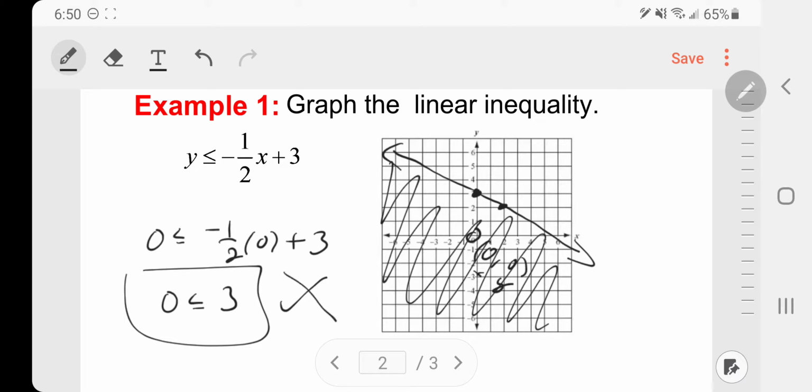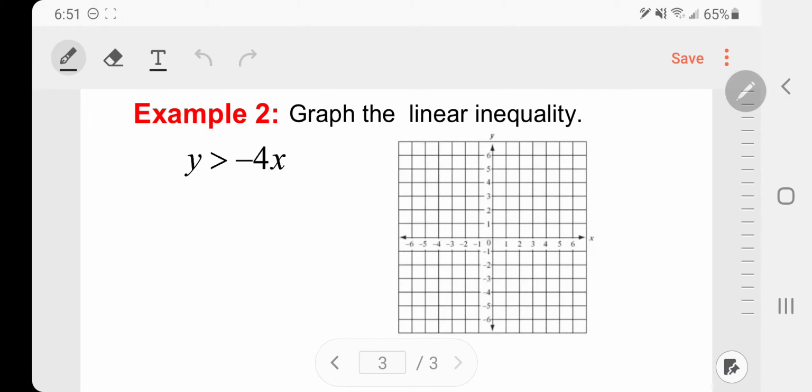If this was not a solution, I would shade on the opposite side of where our point is. Also, if it's in slope-intercept form, it's easy to tell. Less than means we would shade underneath our line. We'd be shading underneath because it's a less than. Let's take a look at another one.